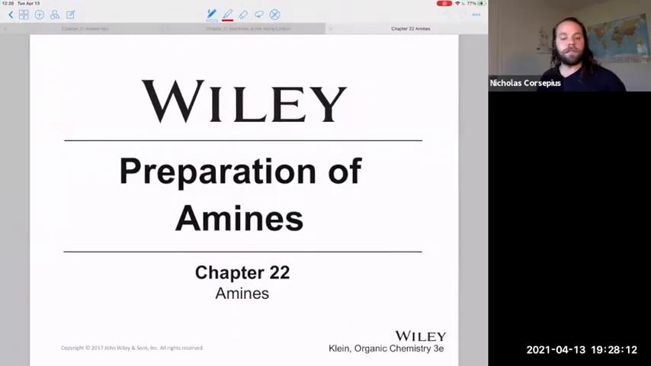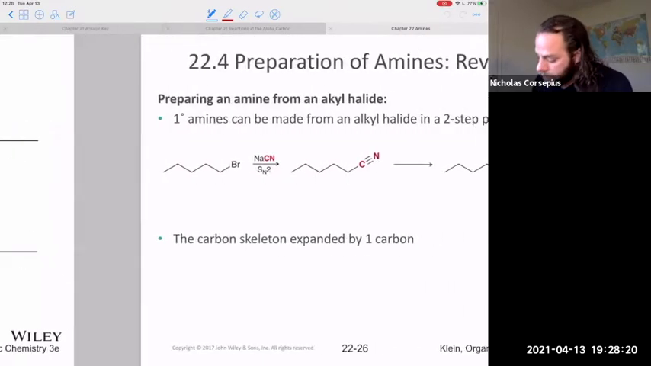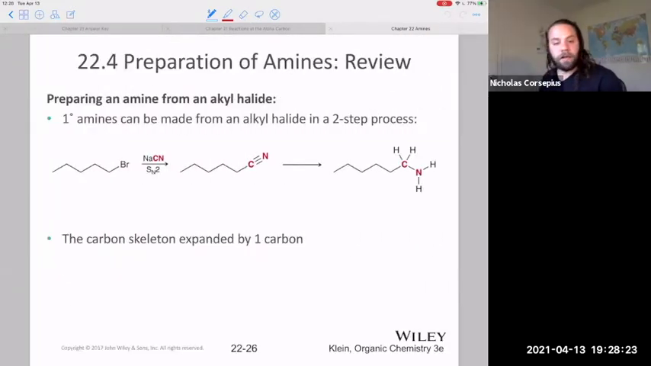Okay, so now we're going to go over some reactions of amines, generally just how to prepare them. A lot of these reactions we've seen before, so this is just sort of a review of that. One of the ones that we learned about was when we were talking about carboxylic acid derivatives and we introduced nitriles, right?